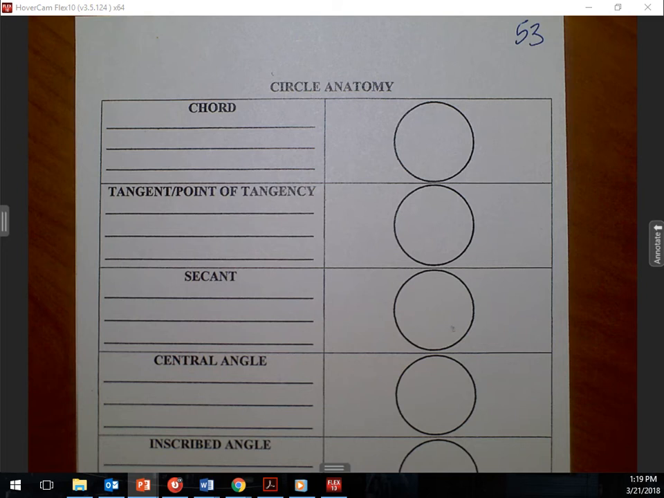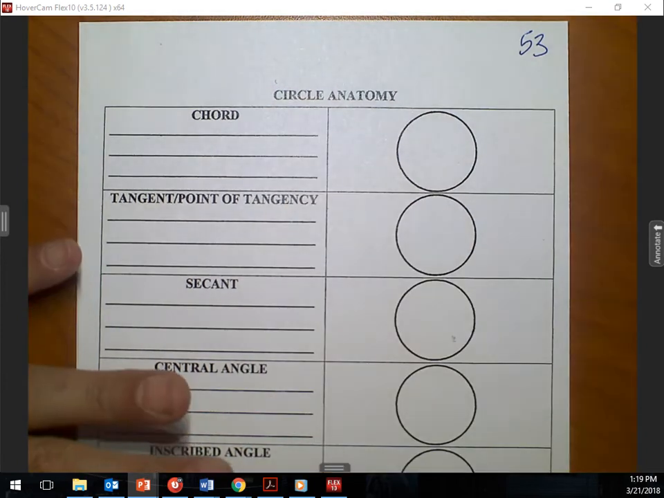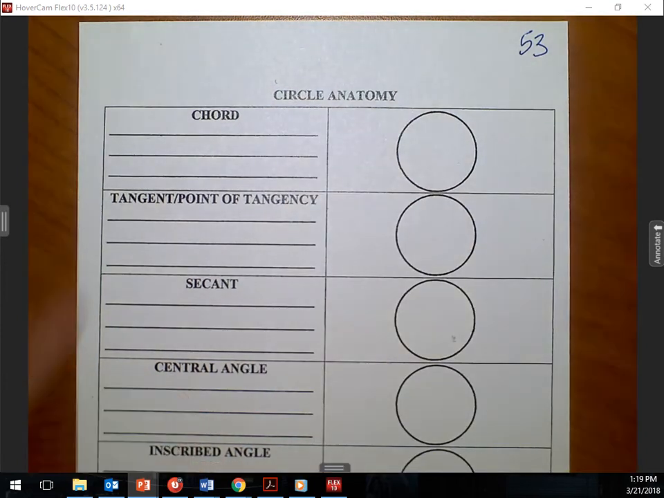All right, so for today, 53, circle anatomy. These are going to be the different parts of our circle. So we're going to go over it now.